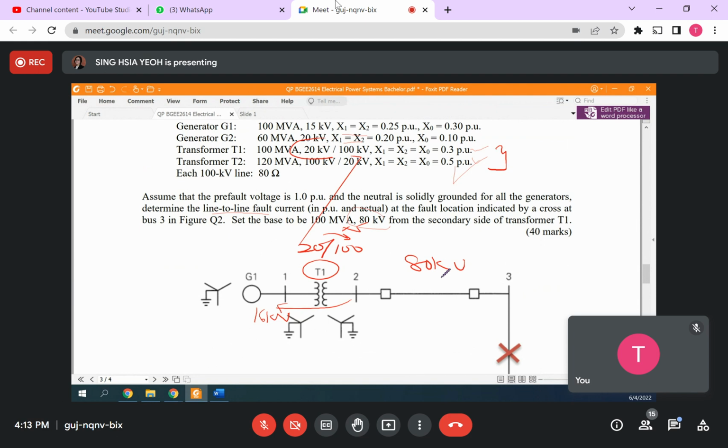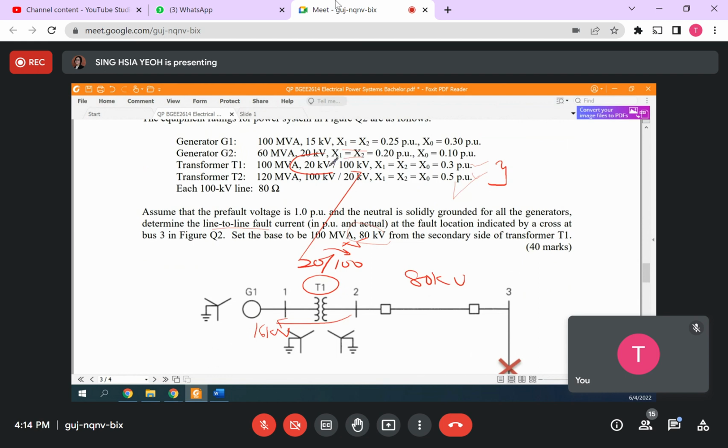Face value not related at all. Usually it's the same. Face value not related. Basically it's the same. But in the test, in the exam, it's not the same. Normally I won't give you 80 and here 80.